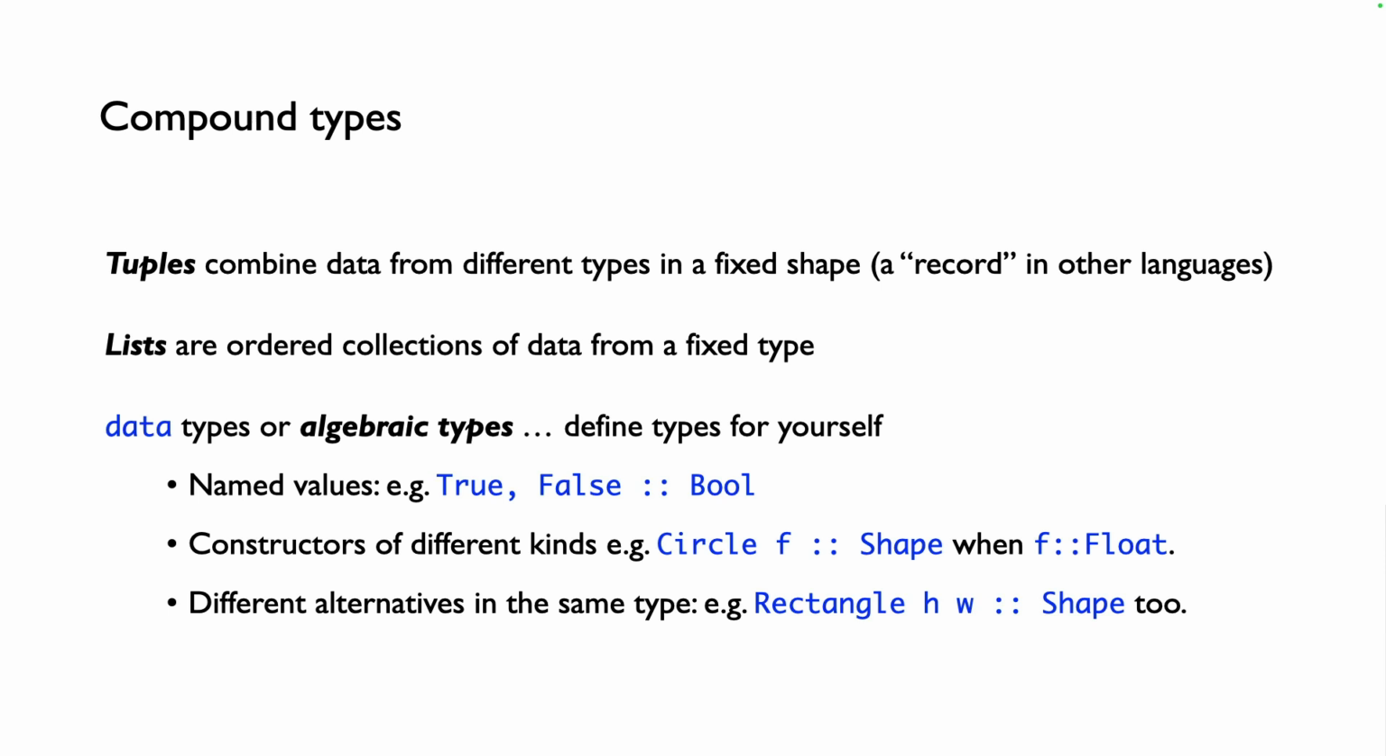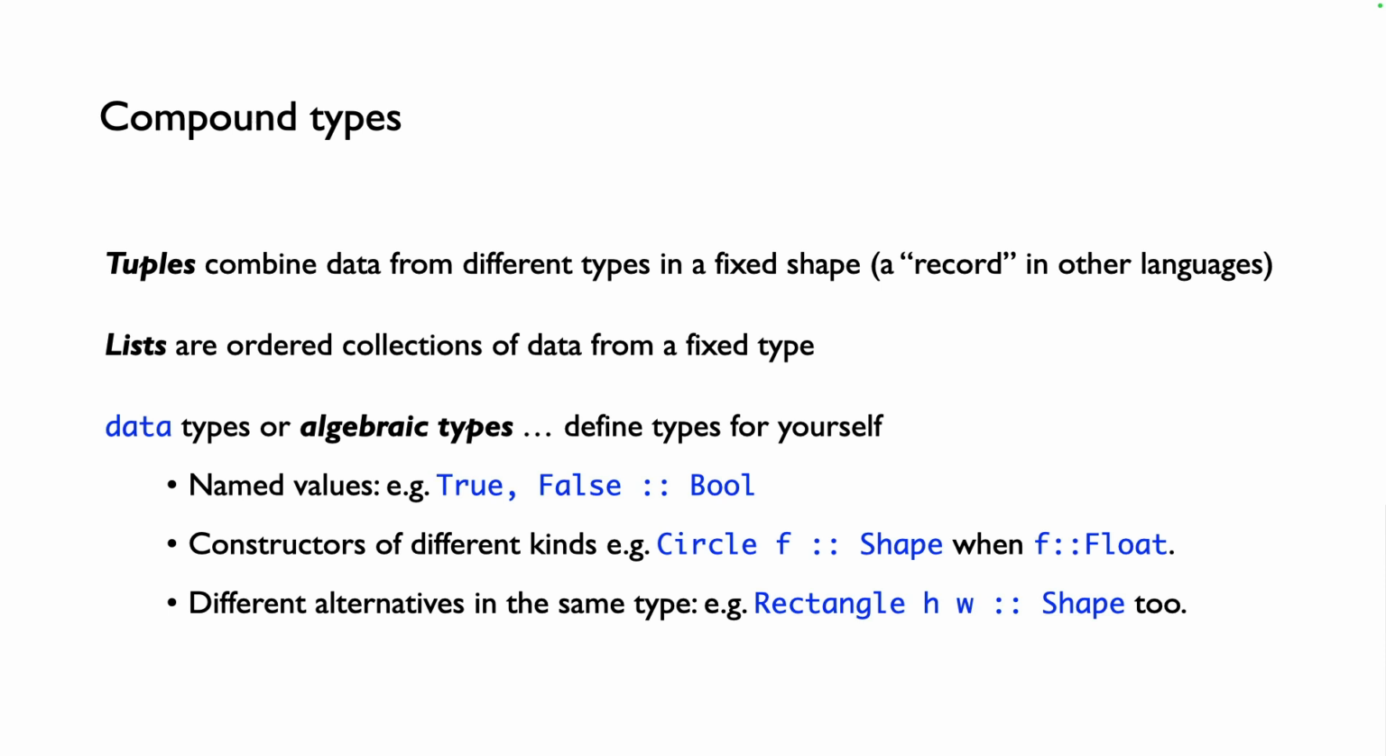And then crucially and most flexibly, we have in Haskell what are called algebraic types or data types, which allow us to define types for ourselves. So, for example, the type of booleans is a very simple kind of Haskell data type. It just says there are two values in this type, true and false. More complicated types can be built up by constructors. So we can have a constructor circle where, when applied to a float, circle f constructs a shape. So circle of f is a shape when f is a float.